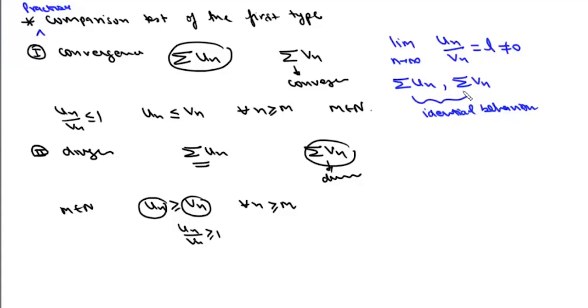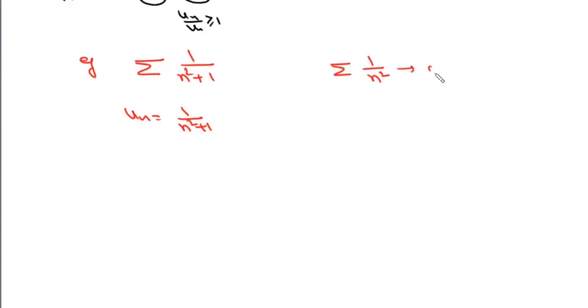Now say for example, we have to test for the convergence of this series, 1 upon n square plus 1. So that's our summation un. In this case, un is 1 upon n square plus 1. Now corresponding to it, we'll take another series, which is summation 1 upon n square. This is nothing but the generalized harmonic series where the value of lambda is greater than 1. We already know this series converges. And in this case, Vn is 1 upon n square.